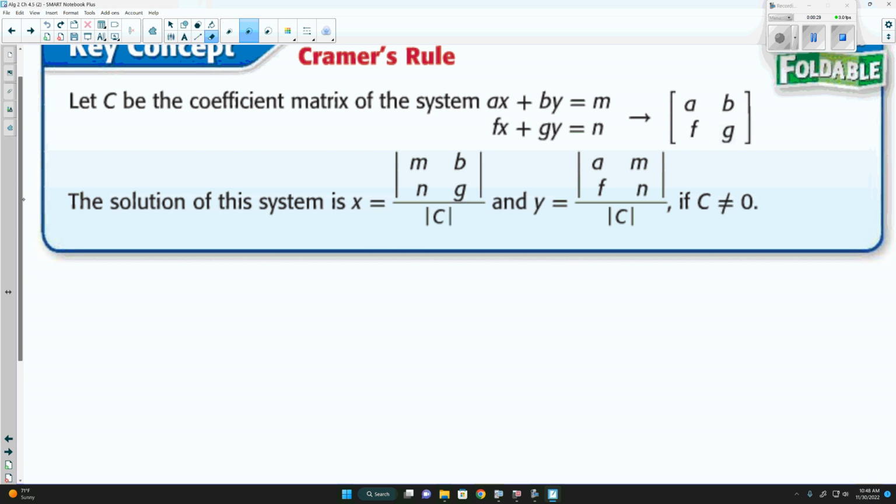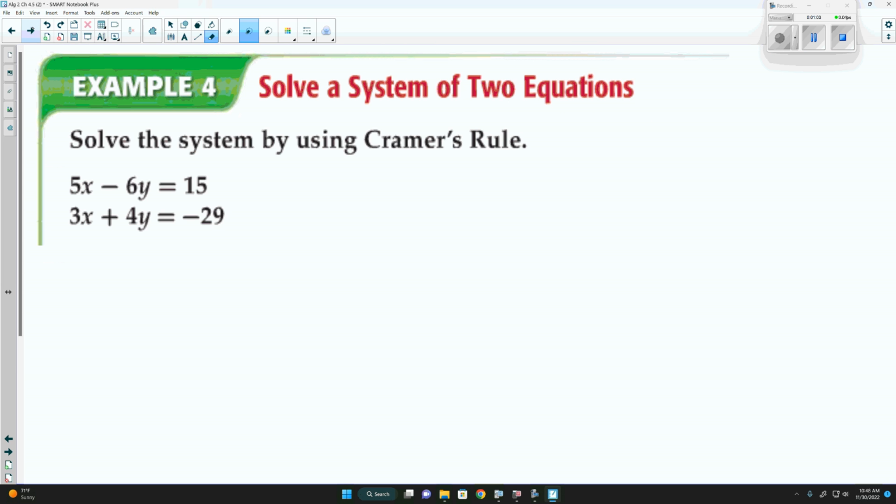To find the value of x, we take the system, so the values for a, b, m, f, g, n. We take the coefficients to make matrix C: a, b, f, g, and that gives us c, the ones on the bottom. To solve for x, we replace the x values with what it's equal to. Then we do the same thing with y and replace the y values with what it's equal to. And that will give us our solution. This will make a little more sense once we actually do it.